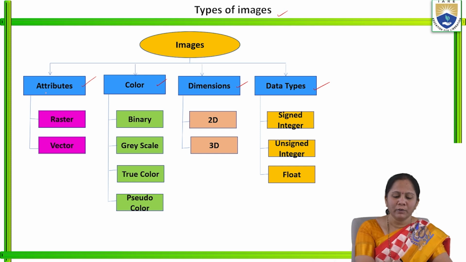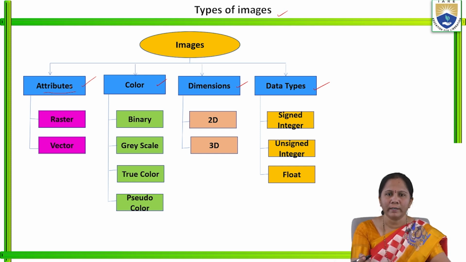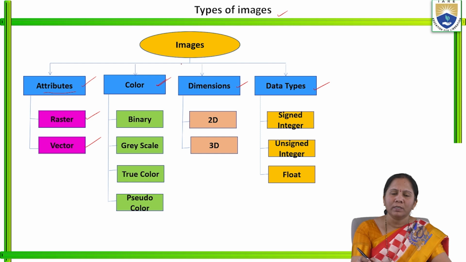For example, if you consider images based on the attributes, they are again of two types. One is raster images and another one is vector images. We will be discussing these two types in detail. And coming to the images based on color, there are different types. Again, they are classified into binary images, grayscale images, true color images, and pseudo color images. We will be discussing all these in detail in this session.